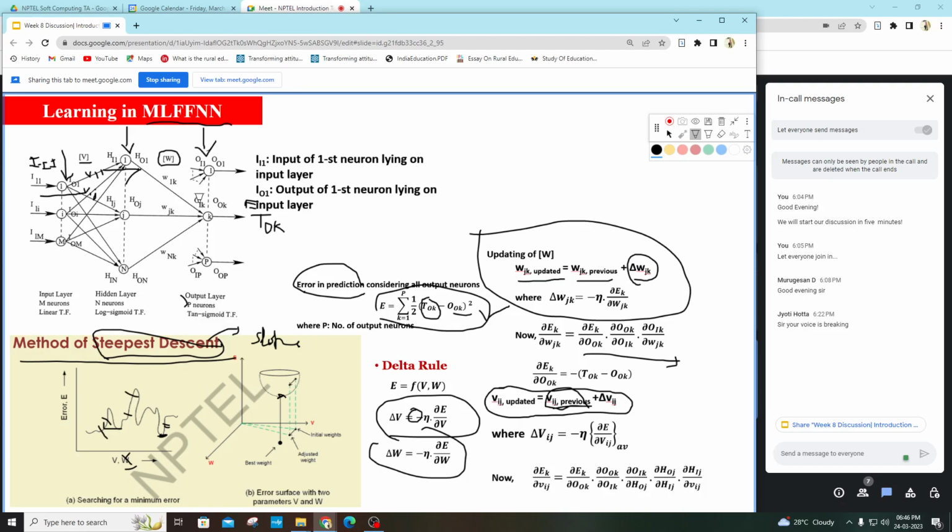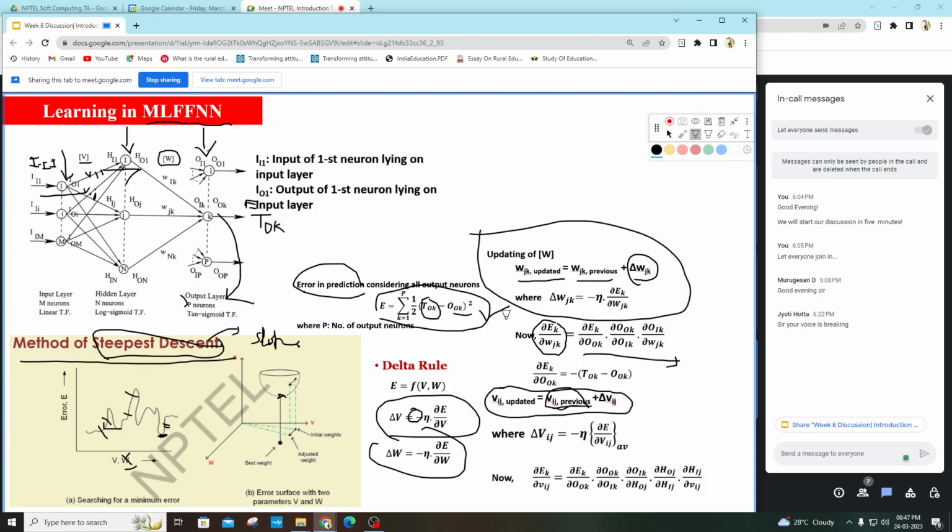So OOK with OIK: that relation we get by this tan sigmoid function. Then OIK with WJK. Finally we are reaching WJK. How are OIK and WJK related? We are just multiplying, to get OIK equals WI1K into HO1. So this relation also we know. That is how we will use the chain rule to calculate del E by del W.